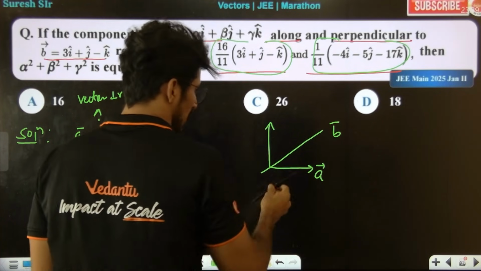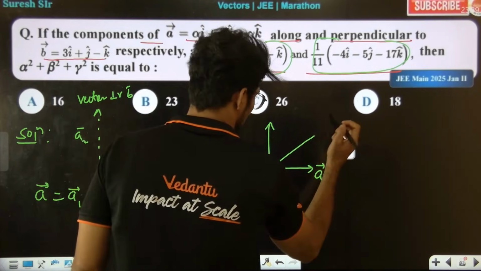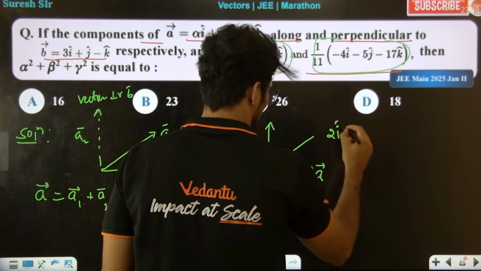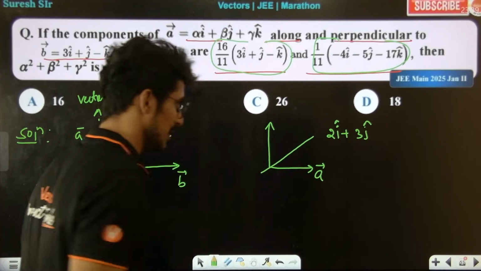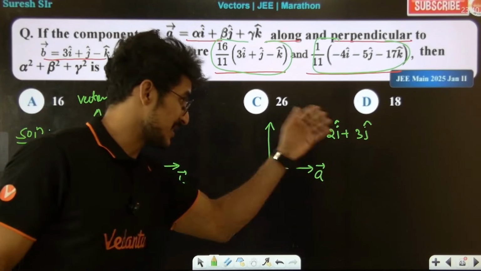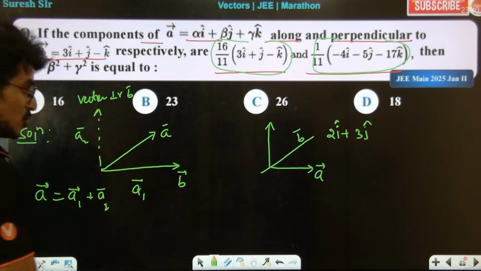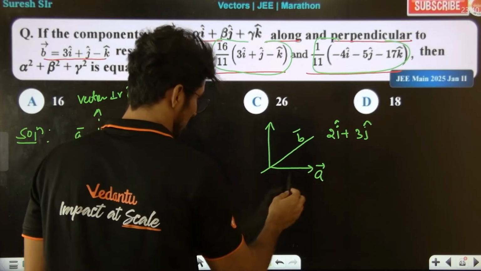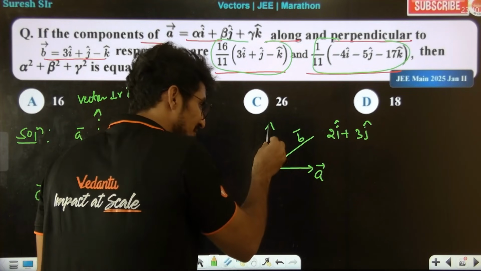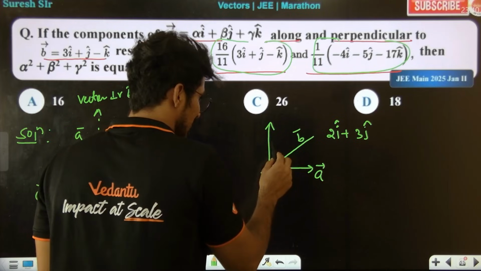Now tell me, let me consider B vector as something like 2i cap plus 3j cap. Are you getting the point? So in 2D we are talking about A vector, sir. And a vector which is perpendicular to A.